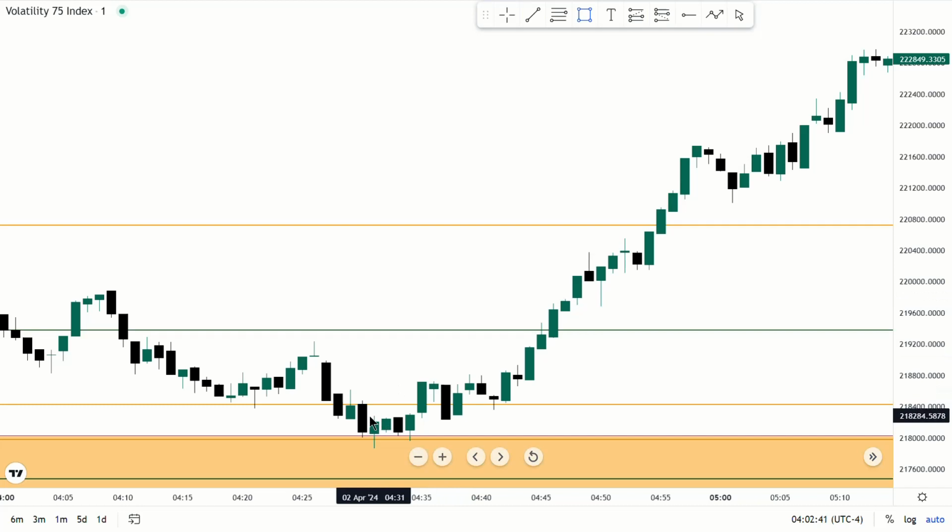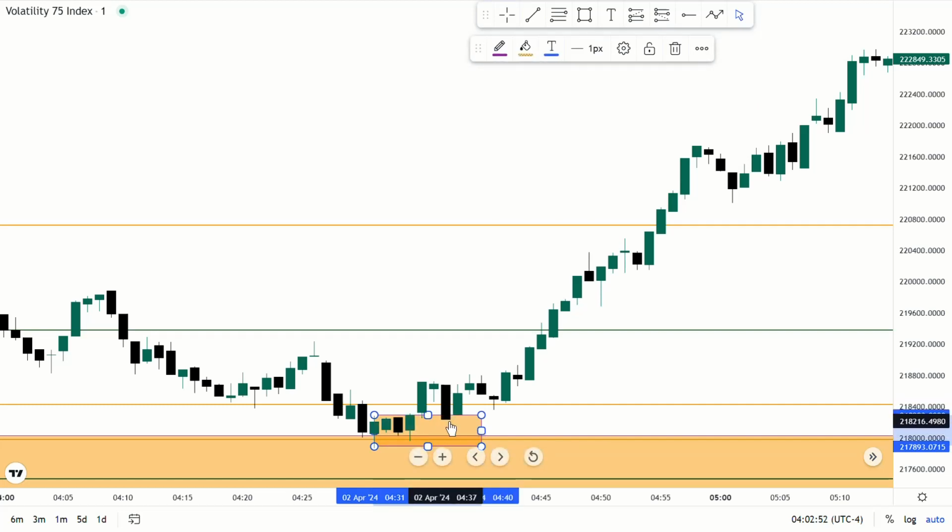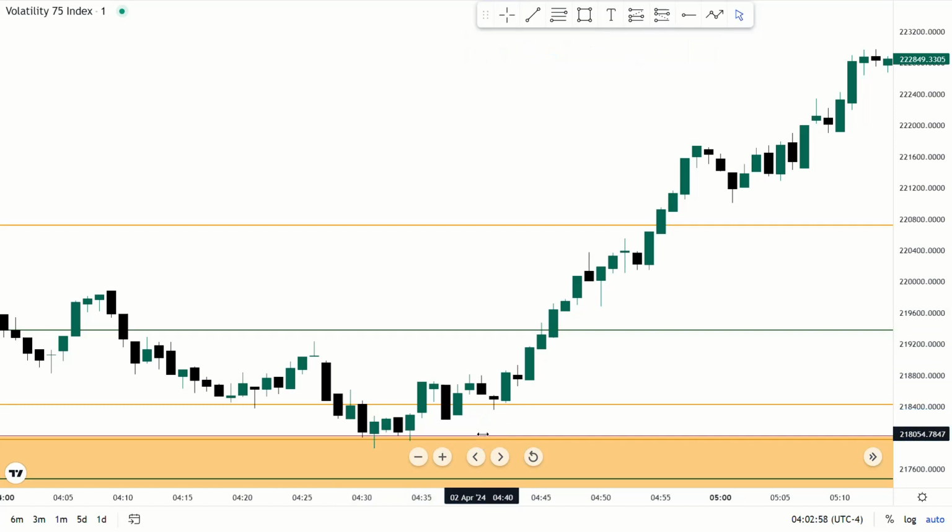So there was this decision of candle order block. Right here, this is your first decision of candle order block. Right here, this is where the market came down and then started rallying to the upside. There was another decision of this one right here, which is just in the same parameters. So this is where the entry was.